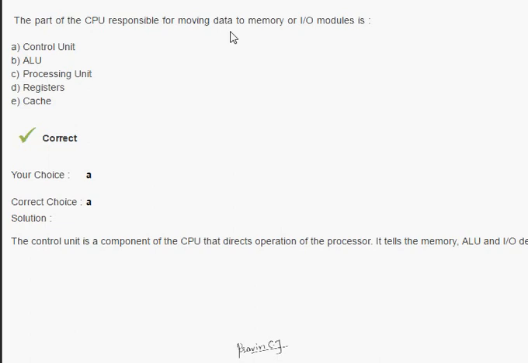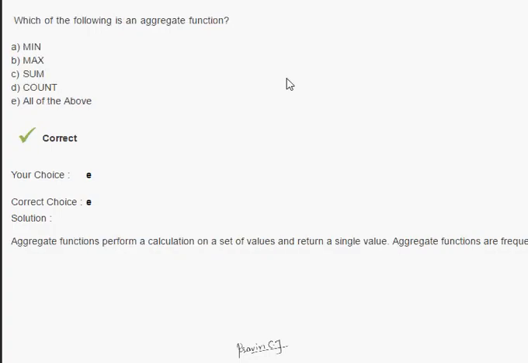The ALU is the arithmetic logic unit, adding, subtracting, whatever there is, and the processing unit is for result generation. Registers are for memory storing. Registers and cache are for temporary memory, and we are moving data from memory to an IO device or IO module. The CPU is responsible. In that case, the answer is the control unit.